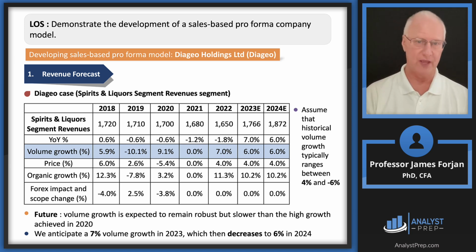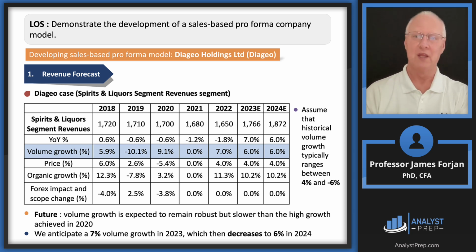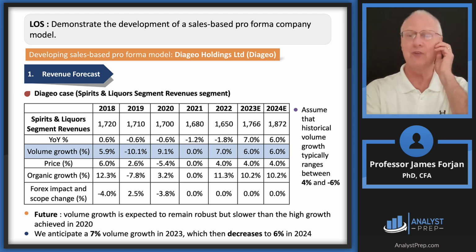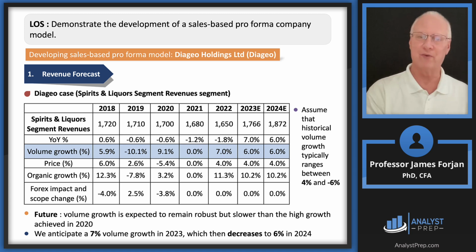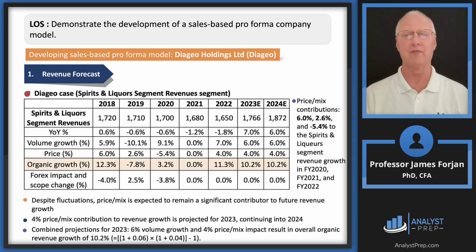There's the volume sales. Notice that there's some positive numbers and negative numbers, and so we're going to assume just 6%. There's our price. The price has risen, the price has fallen, and we're going to expect 4%. There's organic growth. We're expecting 10.2, 10.2. And this is what I was saying just a moment ago. We have had some foreign exchange impact, but we're not going to have any impact here going forward.